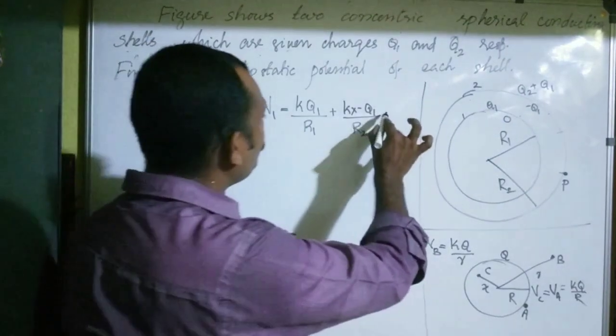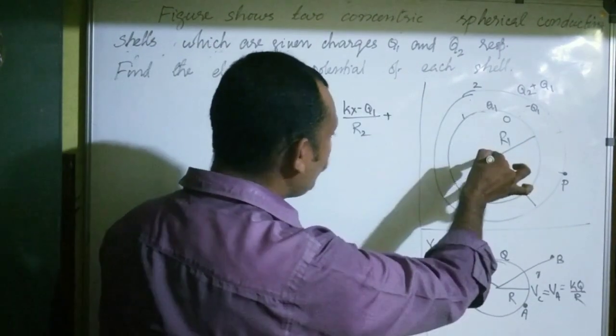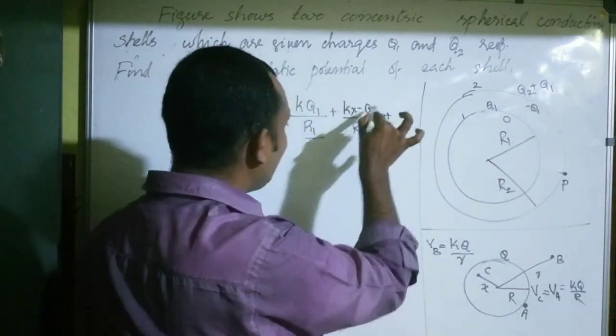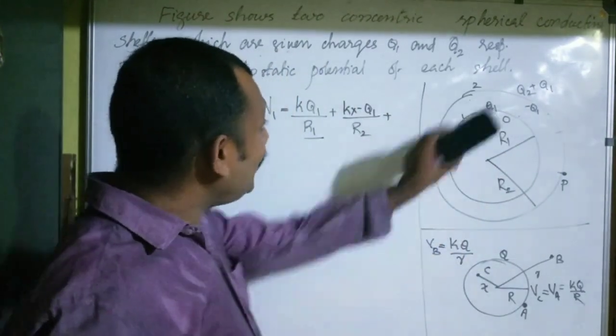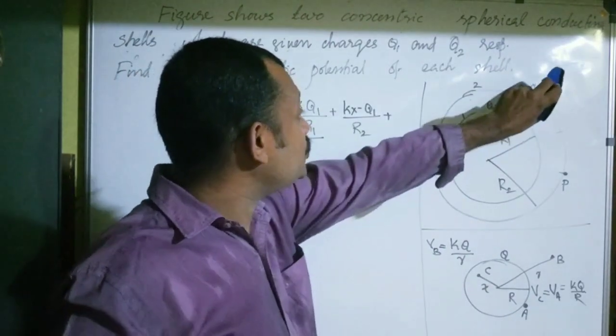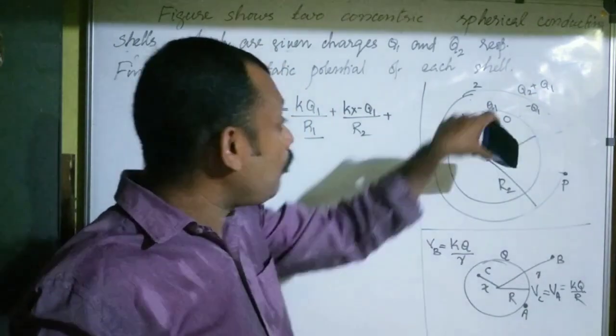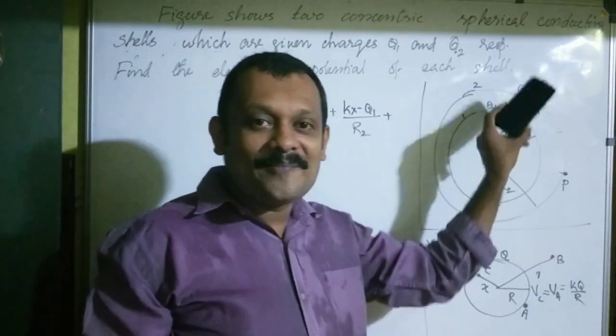Okay, then what about this? This is a contribution from Q1. I got KQ1 by R1. This is a contribution from minus Q1, that is K into minus Q1 by R2. Then the next one is the total charge appearing on the outer surface of the second sphere, which is Q1 plus Q2.